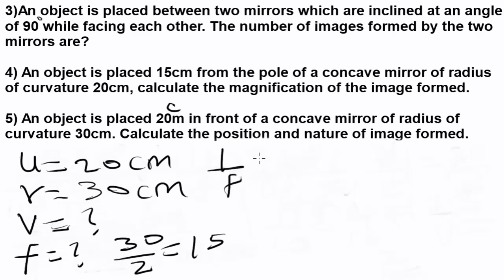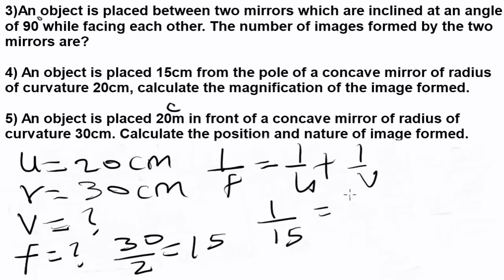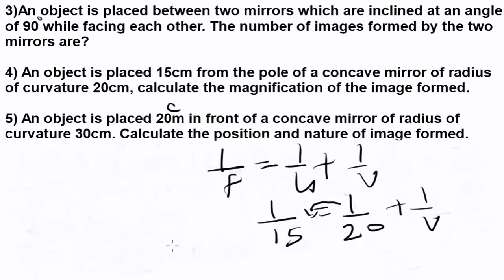Now let's use the mirror formula. 1 over f equals 1 over u plus 1 over v. So let's substitute. It's going to give us 1 over 15 equals 1 over our u, which is 20, plus 1 over v. So when this crosses over the equality sign, it's going to change to negative. So we are going to have 1 over 15 minus 1 over 20 equals 1 over v.